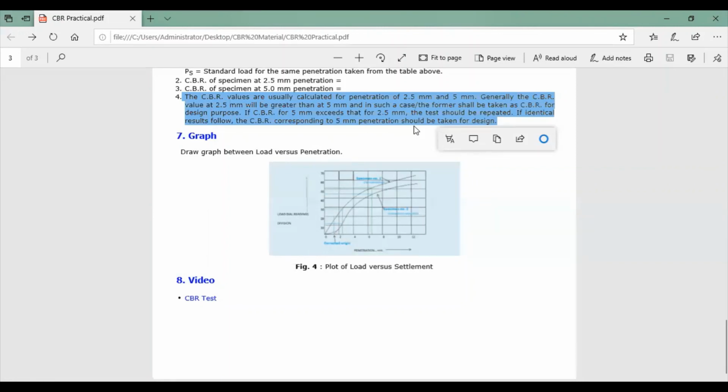If the CBR value at 2.5 millimeter is greater than the value at 5 millimeter, in such a case we have to take the value of CBR at 2.5 millimeter. But if the CBR value at 5 millimeter exceeds that for 2.5 millimeter, in that case we have to repeat the test. So this is the way to find out the CBR value. Hopefully you will understand it and get my point. Obviously it will be clear to all of you.